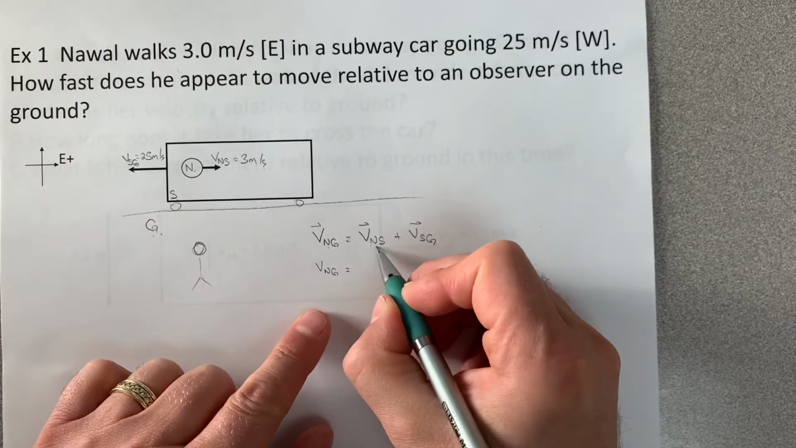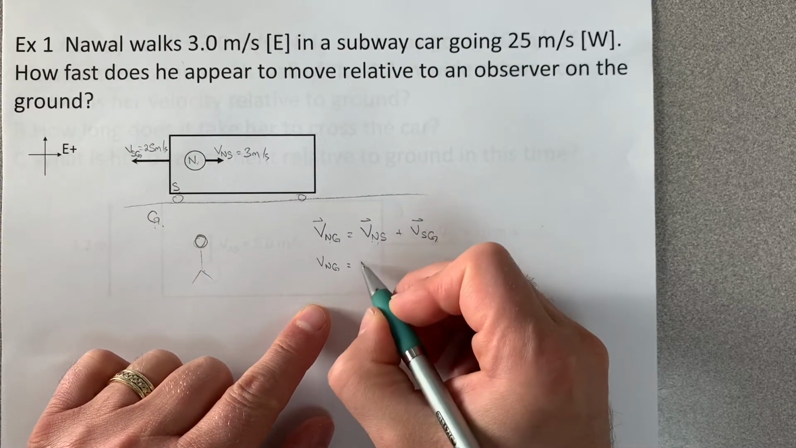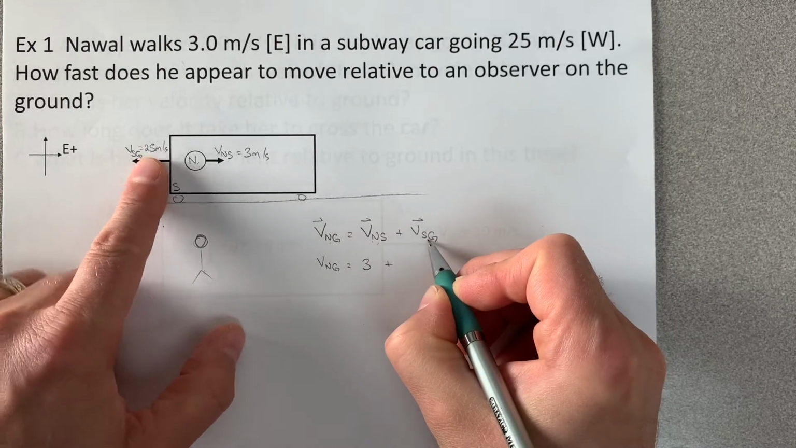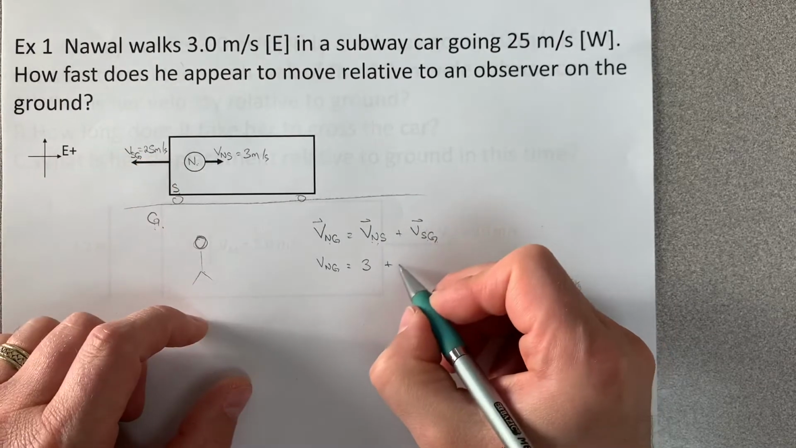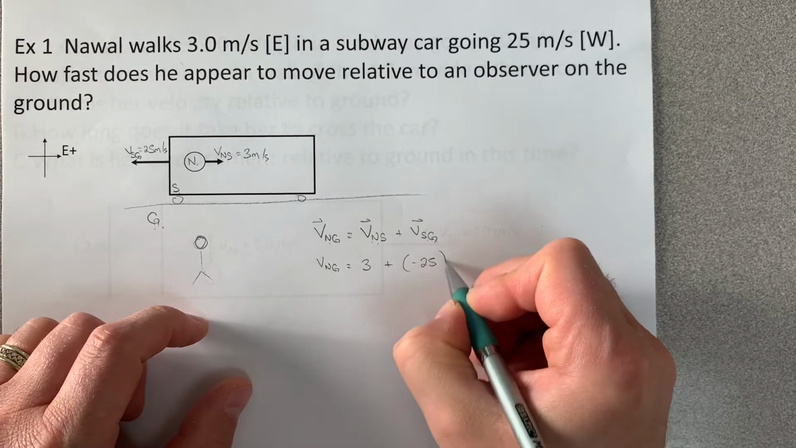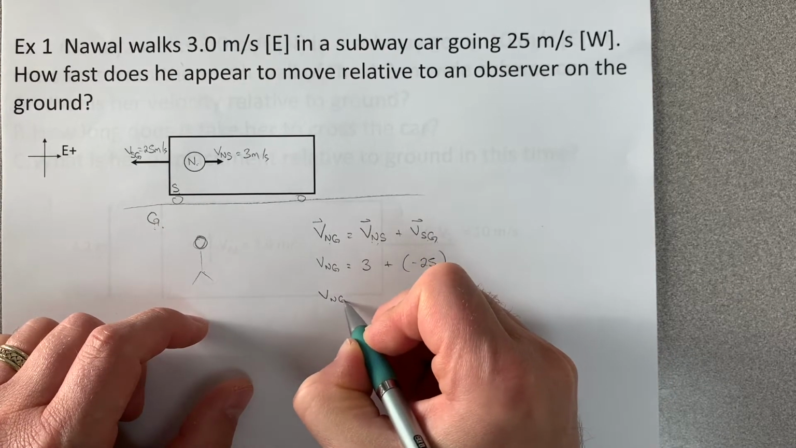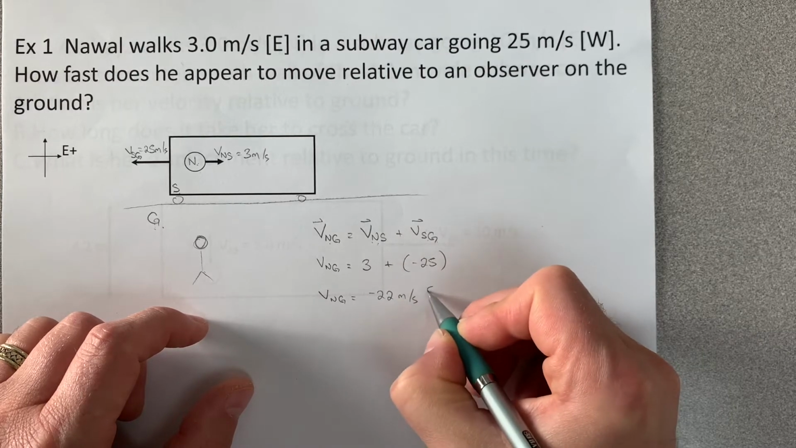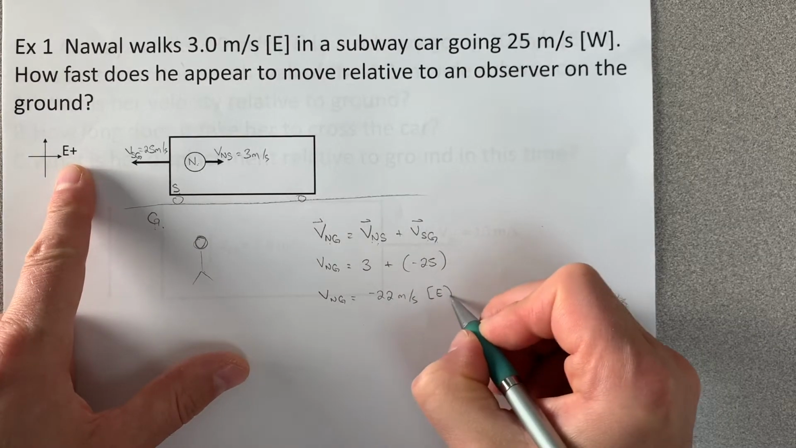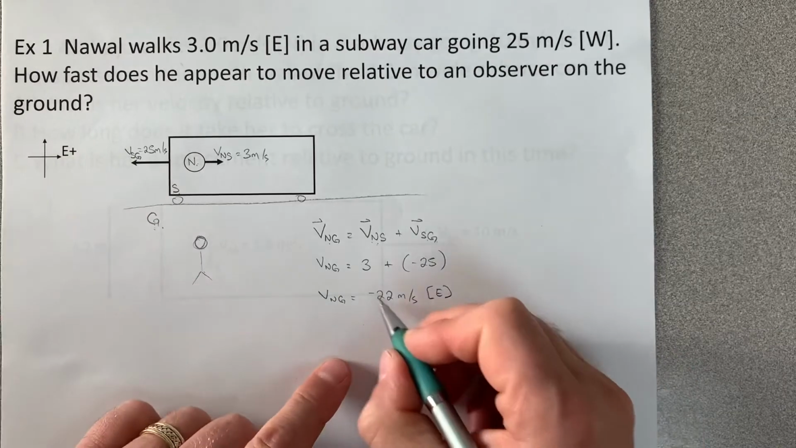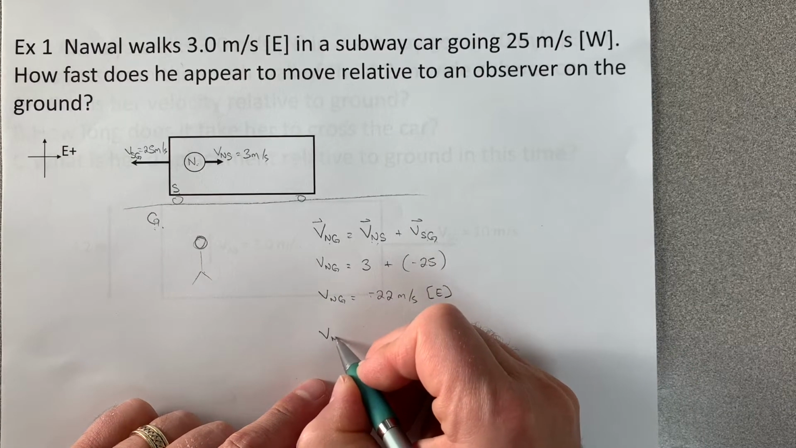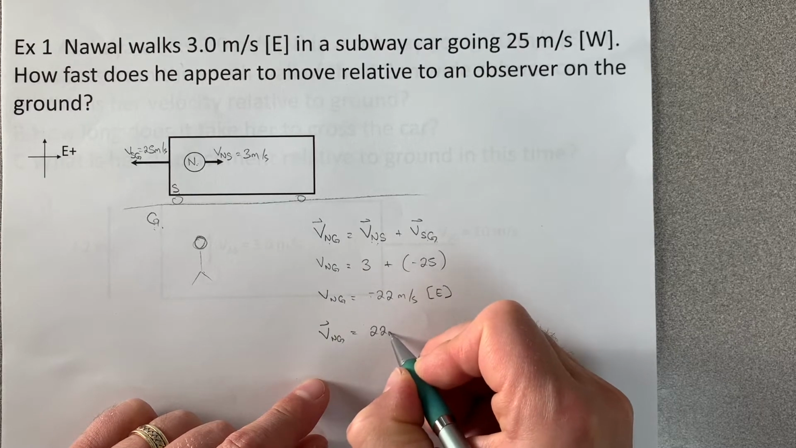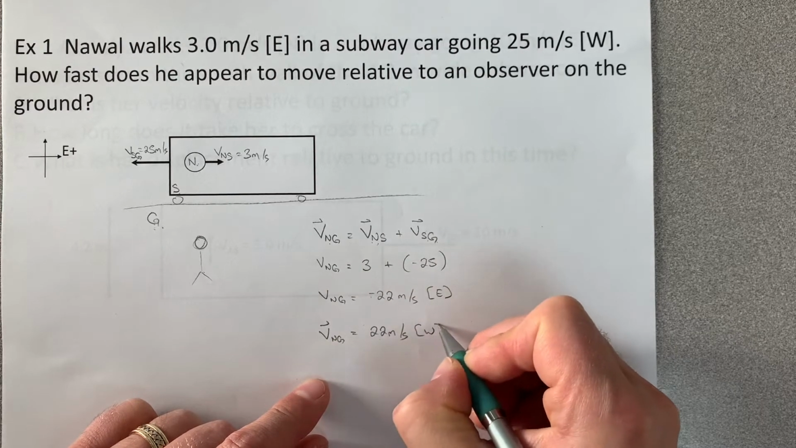East is positive, so this VNS here is 3. VSG is 25. If east is positive, this is west, so it's going to go in as negative 25. The velocity of Nawal to ground is negative 22. That's meters per second in my positive direction. Again, the first answer is always in the positive direction, but it's negative, so I'm going to make it positive, 22 meters per second, and write it as west.